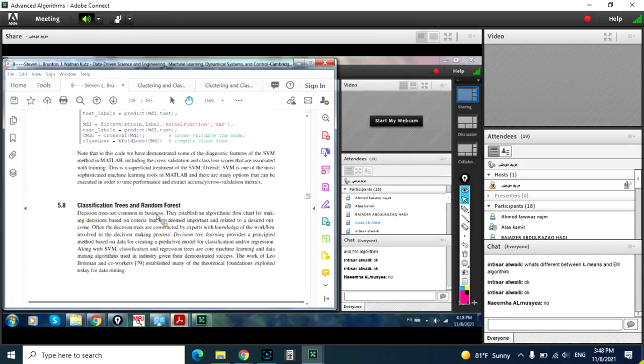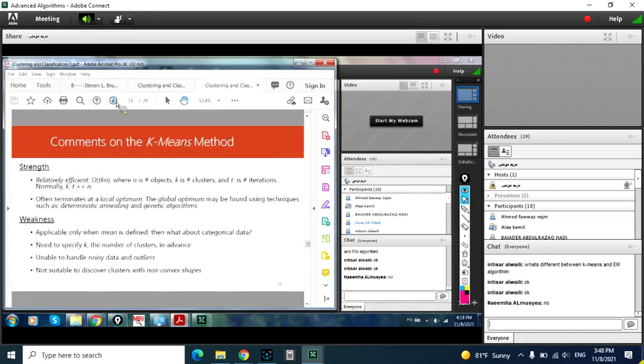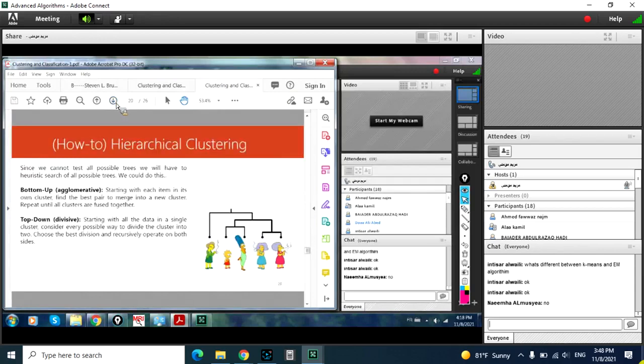And another classification is random forest or classification trees. In the previous session, I explained it, but with a different name. When we wanted to explain hierarchical clustering, we said that we can classify from bottom to up or from top to down.